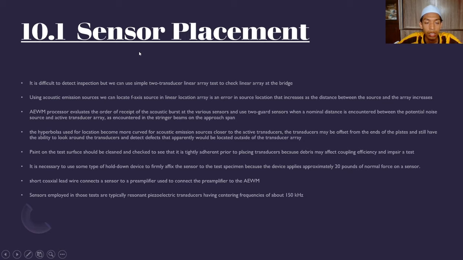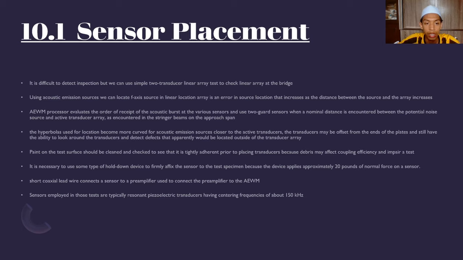It is difficult to detect by inspection, but we can use a simple 2D transducer linear array test to check the linear array at the bridge. Using an acoustic emission source, we can locate a source in a linear location array; there is an error in source location that increases as the distance between the source and the array increases. The AEWIN processor evaluates the order of receipt of the acoustic burst at the various sensors and uses two guard sensors when a noise source is encountered between the potential noise source and the active transducer array.